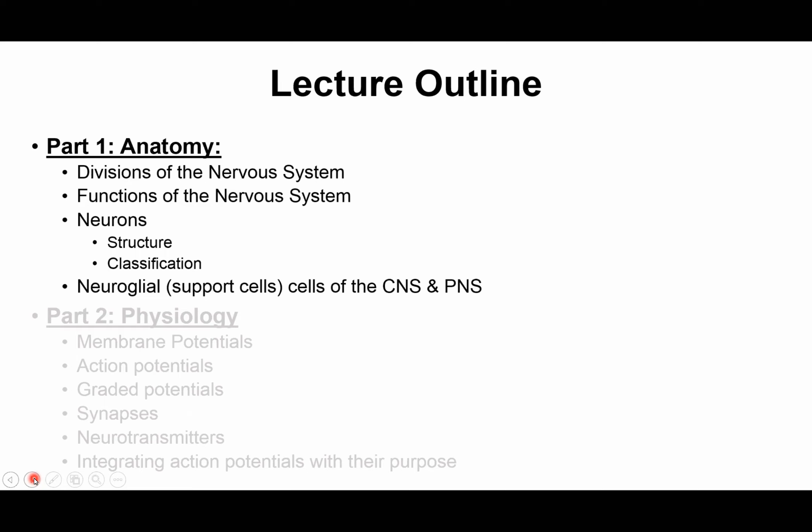So we're going to talk about the different divisions of the nervous system, functions of the nervous system in general. We're going to talk about neurons and their structure and how we classify them. And then we're going to talk about neuroglial cells of the central and peripheral nervous system.